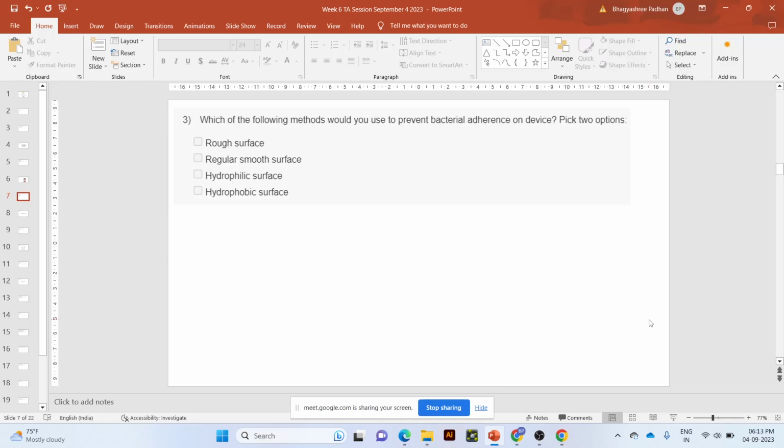Next question. Which of the following methods would you use to prevent bacterial adherence on device? You have to select two options. Rough surface, regular smooth surface, hydrophilic surface, hydrophobic surface. Rough surface, and another option. Second and three. Okay.